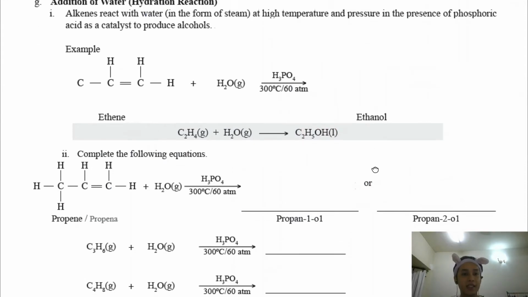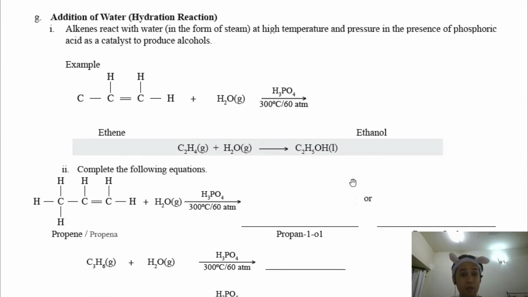Next will be addition of water, hydration, meaning you add water in. When you add water in, you are actually reacting with steam. We are not dissolving it in water; you put it in hot steam, at high temperature. Then you have phosphoric acid as your catalyst. You need to know the temperature and the pressure here, so when you write the equation, you must always include these in your equation.